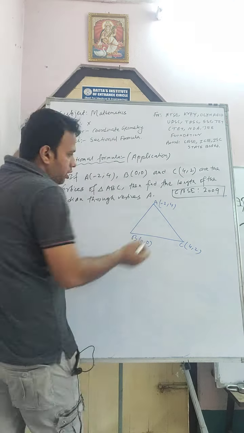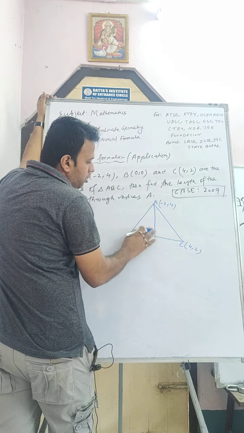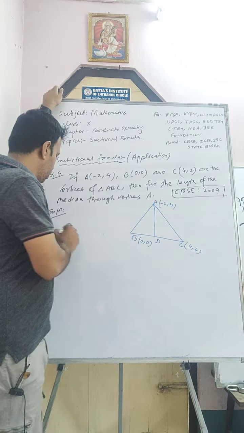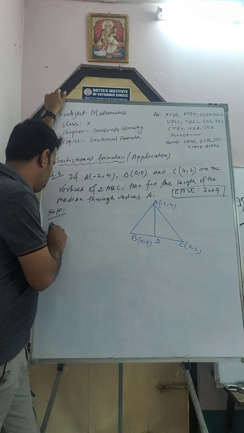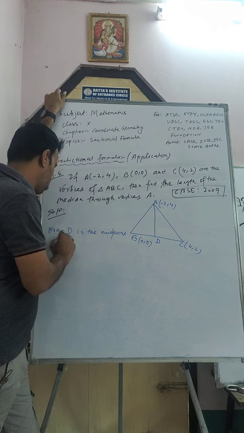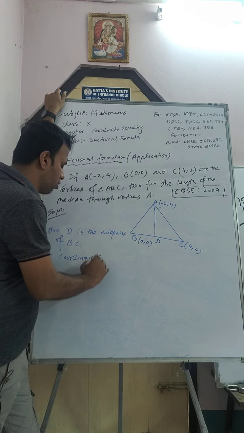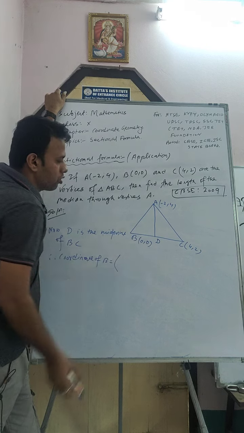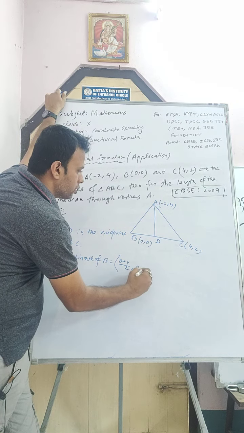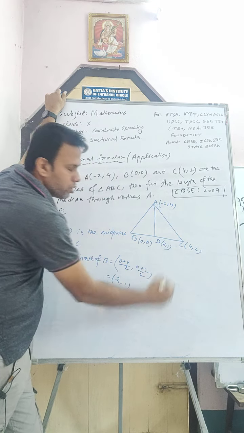Now we have to find the median which passes through vertex A. So when you draw the median, that is AD. Now D is the midpoint of what? Midpoint of BC. Therefore the coordinate of D will be x1 plus x2 by 2, that is 0 plus 4 by 2 comma 0 plus 2 by 2. It will be 2 comma 1. So D will be 2 comma 1, right?